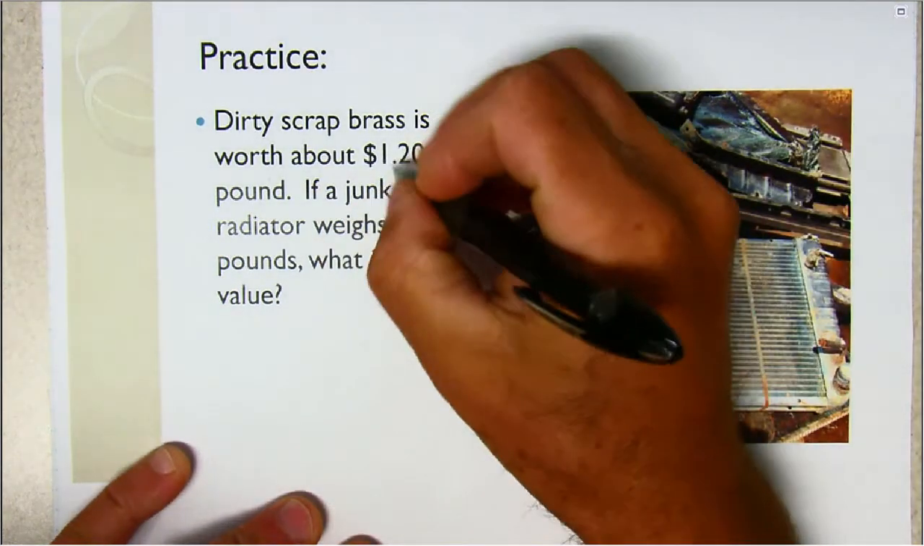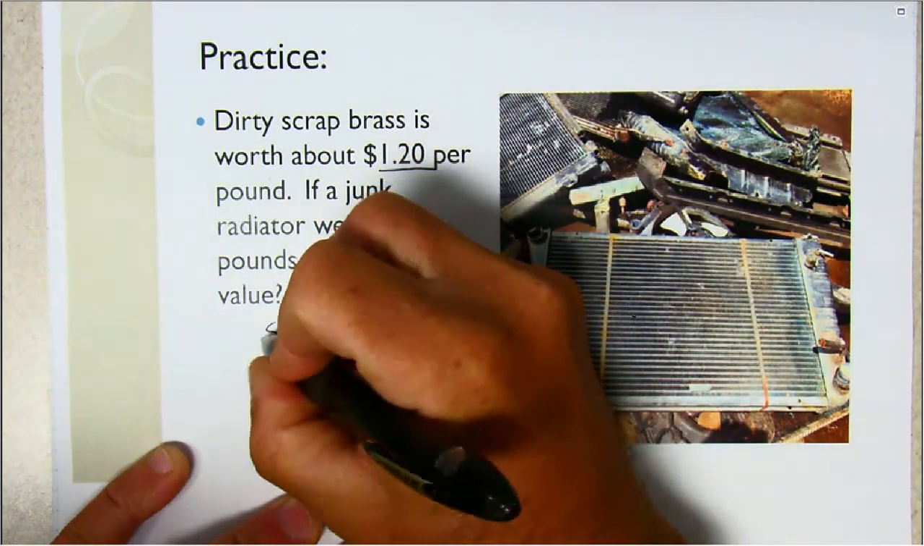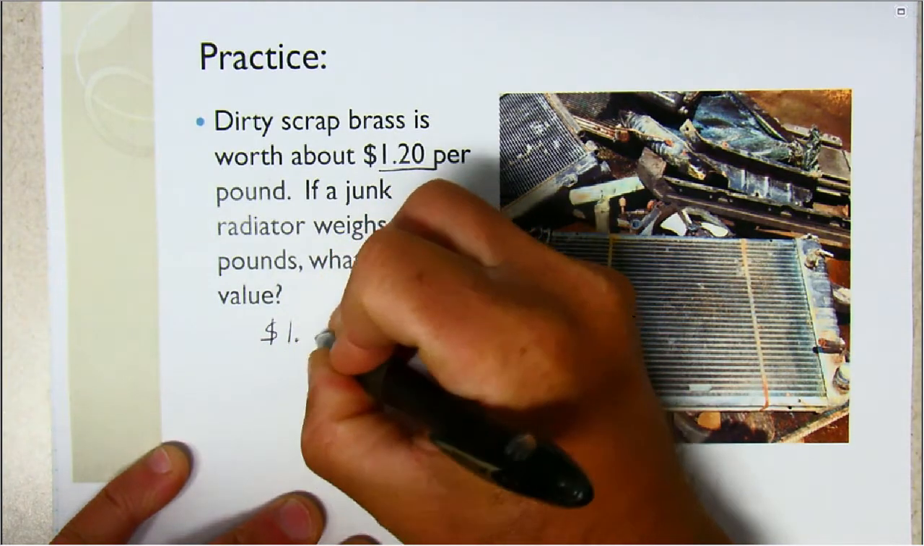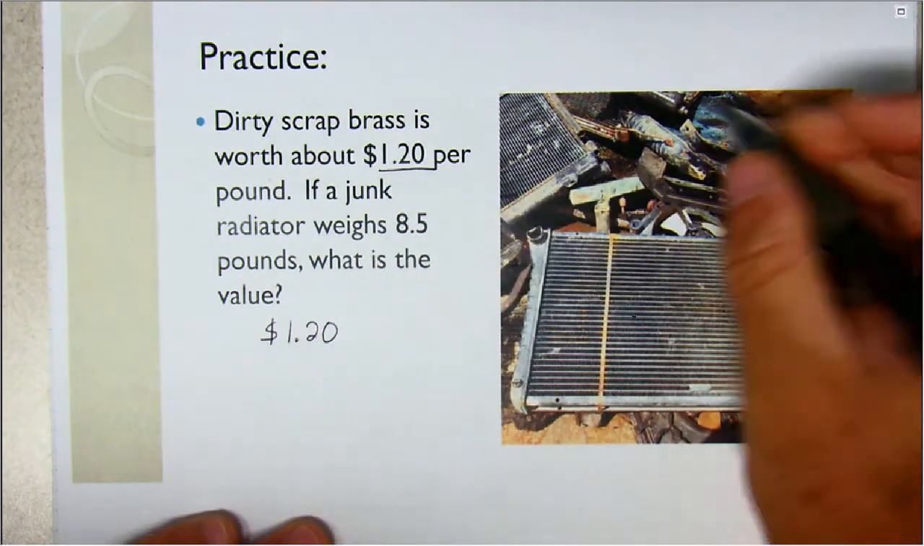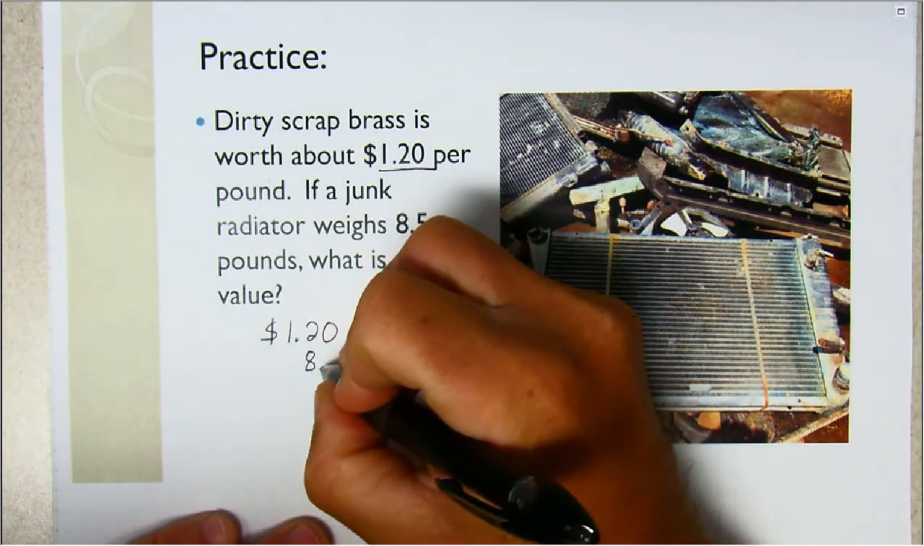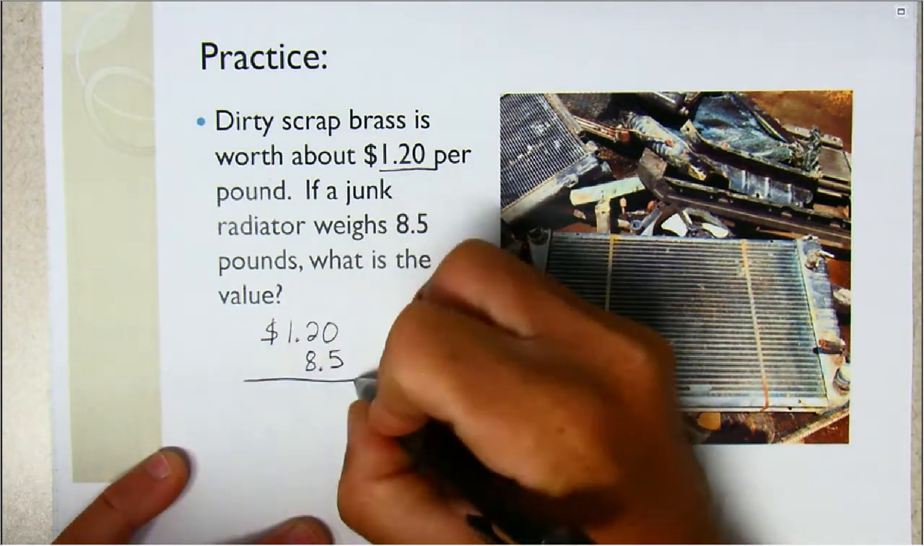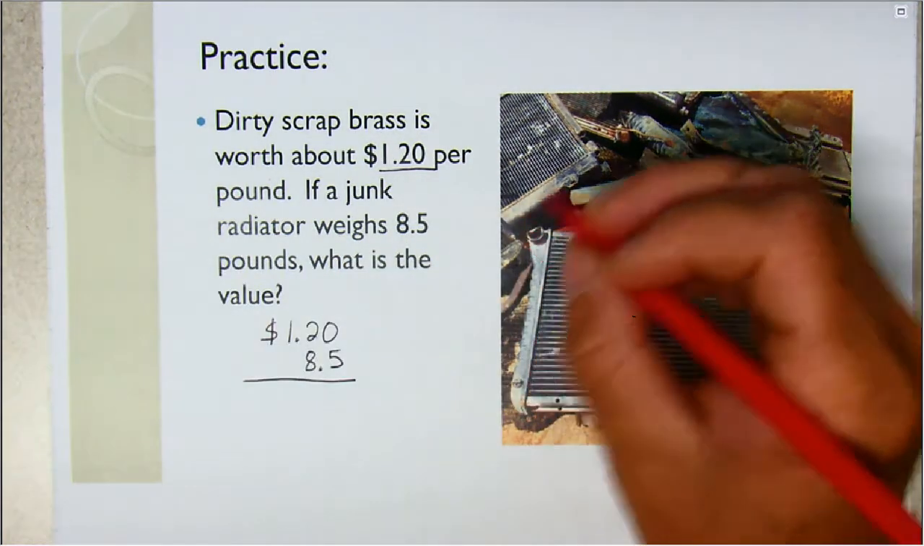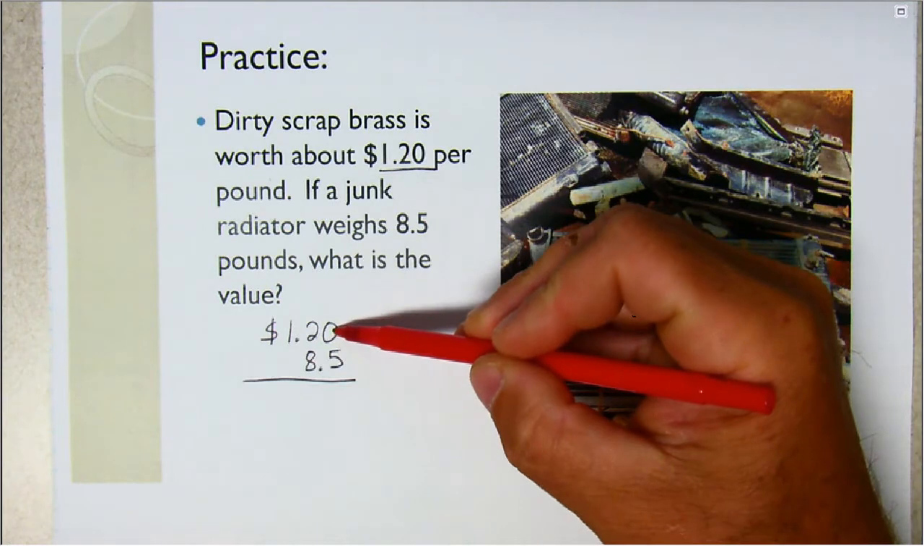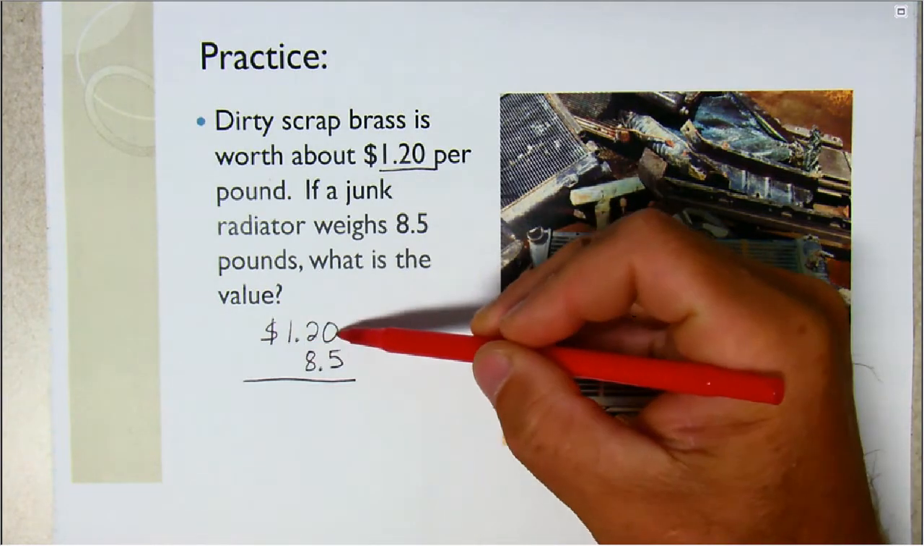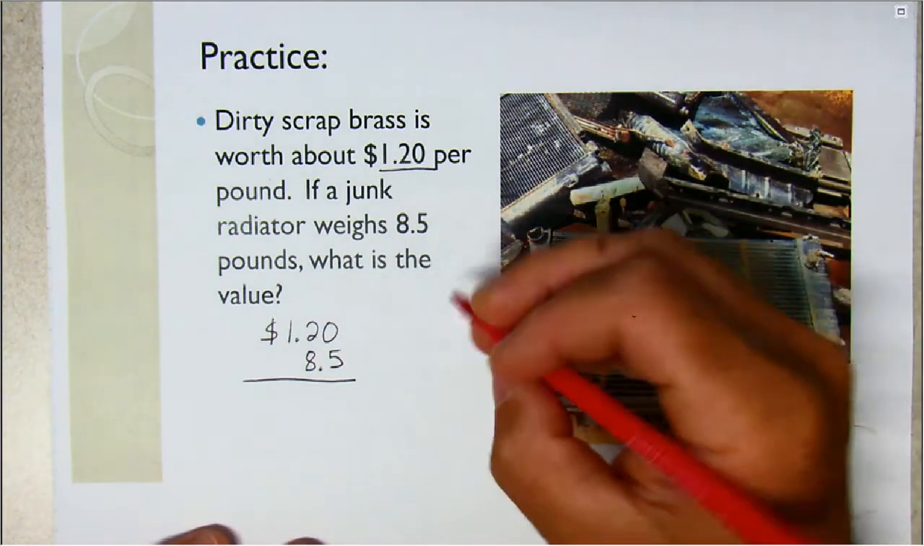Okay, well, we're going to take the number with more digits and put it on top. So $1.20. And we're going to multiply that by 8.5 pounds. Our decimals don't need to line up. You certainly could ignore that 0 and write this as $1.2. We're just going to multiply it the way that it is.